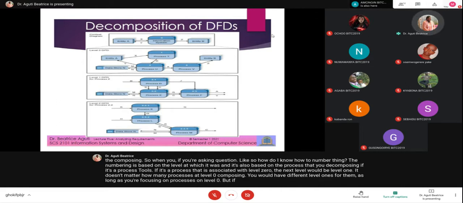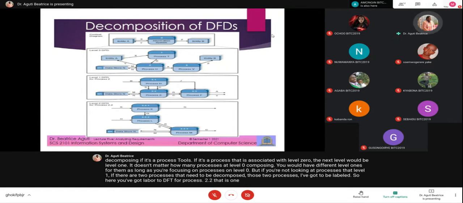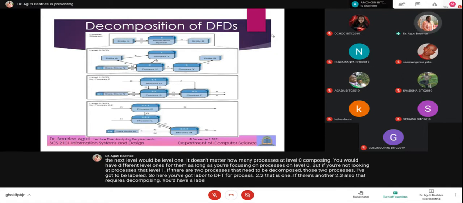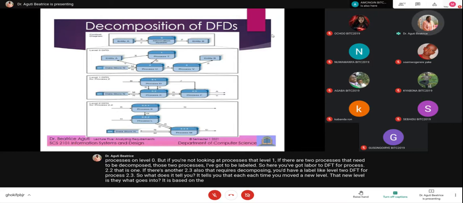But if you're looking at processes at level 1, and there are two processes that need to be decomposed, those two processes have got to be labeled. So here, you've got level 2 DFD for process 2.2, that is one. If there's another, 2.3, that also requires decomposing, you'd have a label like level 2 DFD for process 2.3. So what does it tell you? It tells you that each time you move to a new level, what goes into it is based on the previous level.